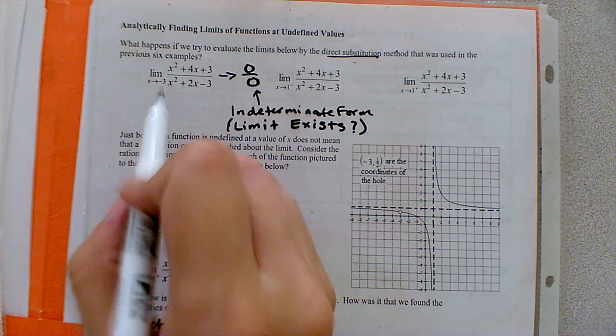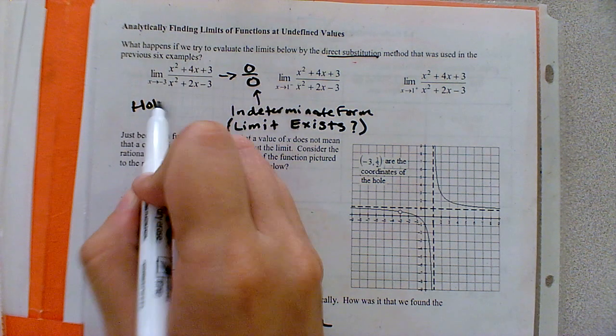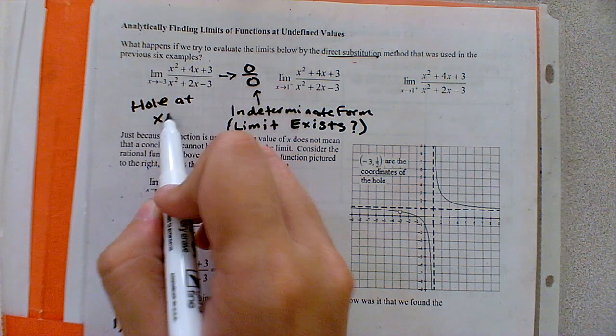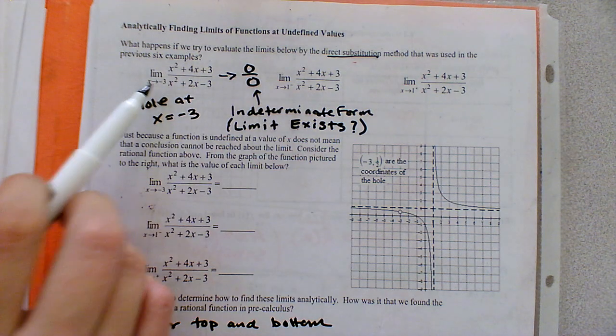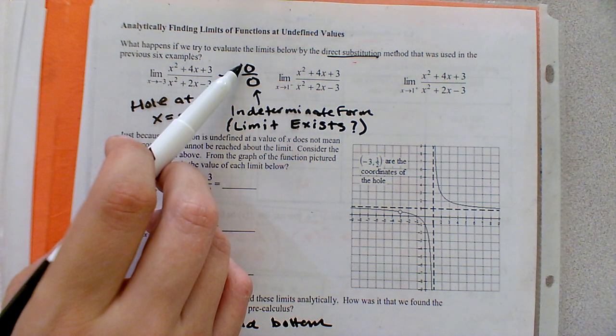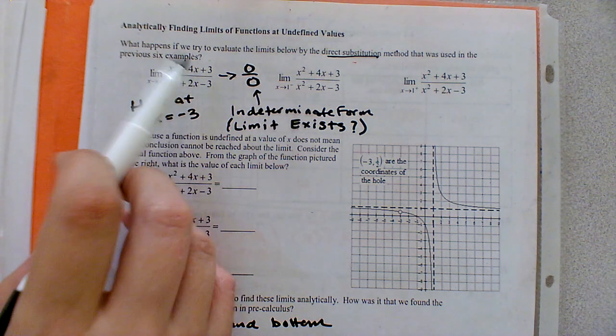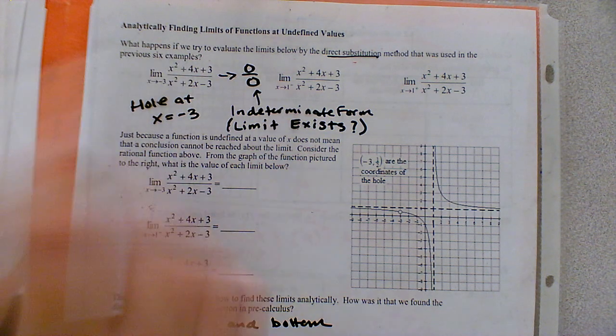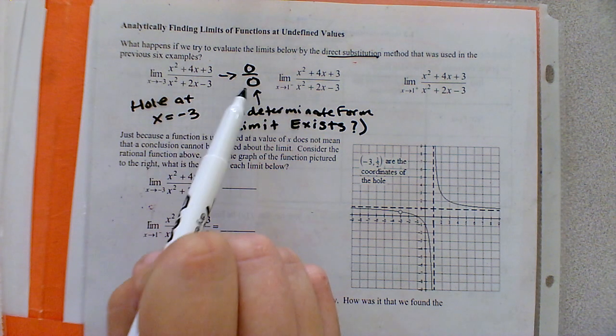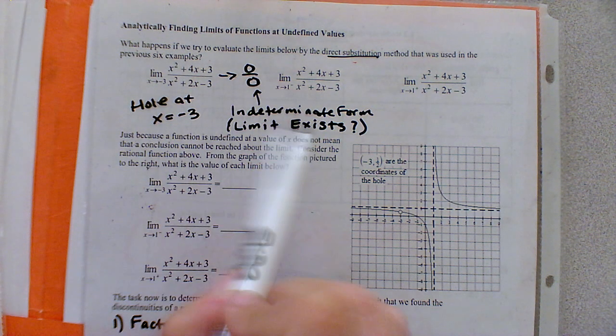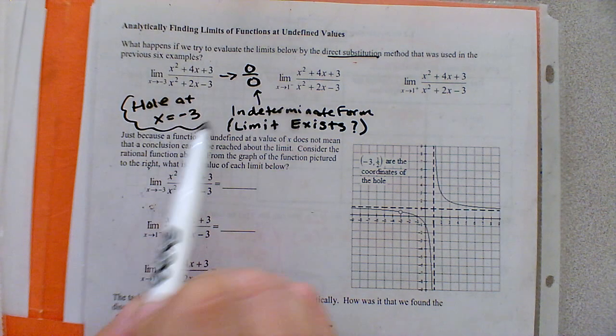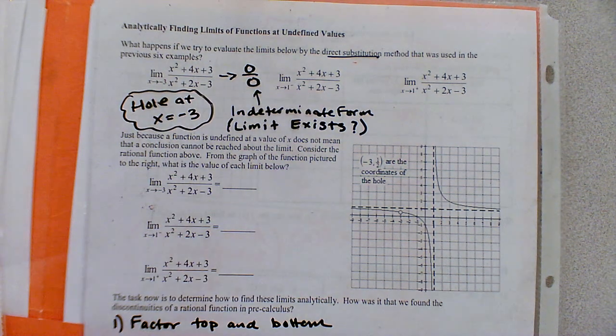So this 0 over 0 is also signifying that we have a hole at the x value of -3, because notice how it makes the top 0 and the bottom 0, so that factor would be eliminated or cancel out. So indeterminate form means a limit possibly exists, but it's also signifying that we have a hole at that spot.